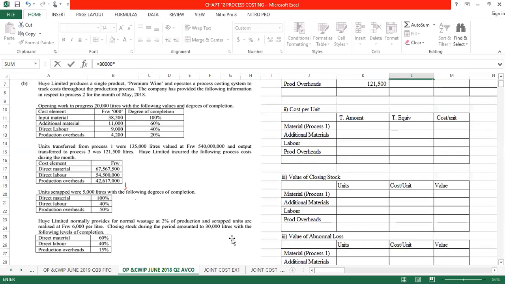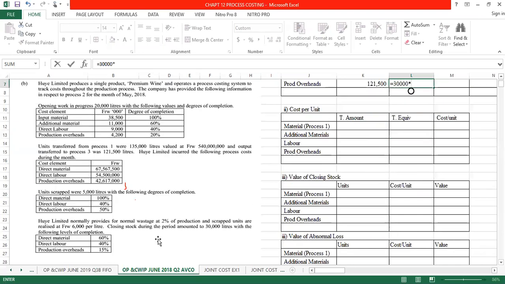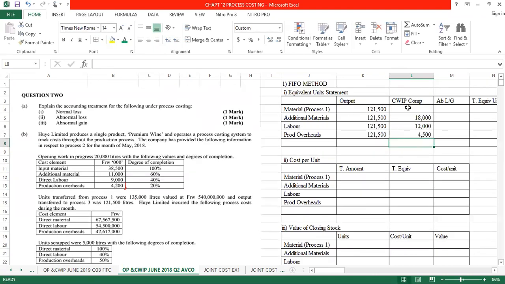Times 40%. Next, 30,000 times, where is the other 15%? So it's that. But what have we skipped? If you have not been told, you assume it is 100%. You are only given for the materials during the process. You are not given for materials that were brought in from process 1.